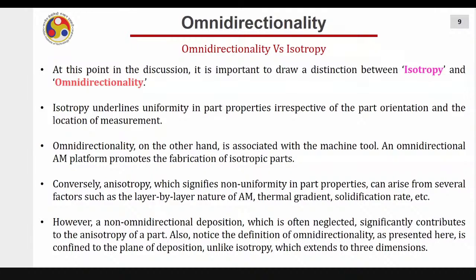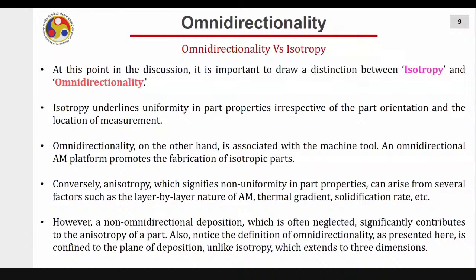It is inherently there in additive manufacturing because of the nature of layer-by-layer fabrication: thermal gradients and different solidification rates. The property easily changes in different directions. We know that. However, non-omnidirectional deposition, which is often neglected by us, significantly contributes to making anisotropic parts.